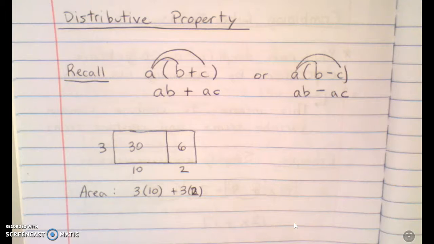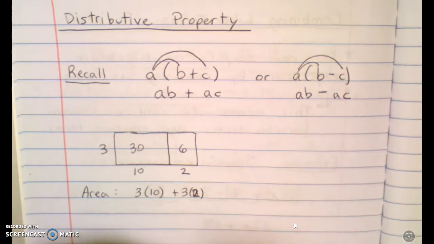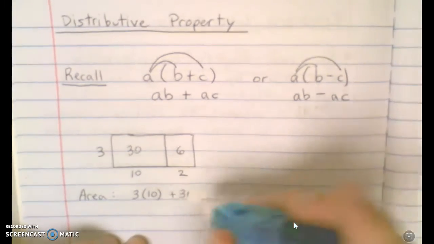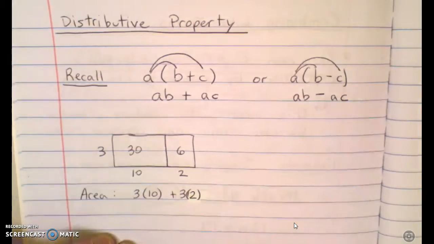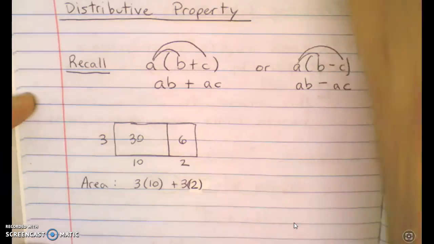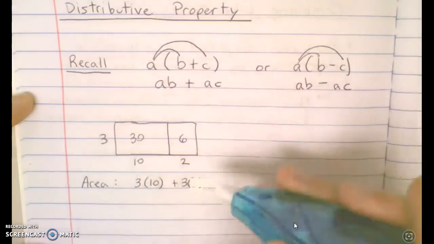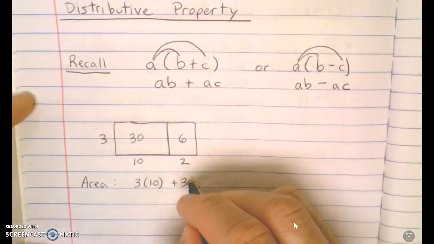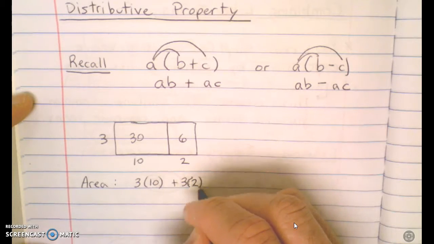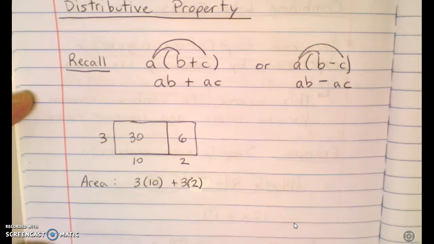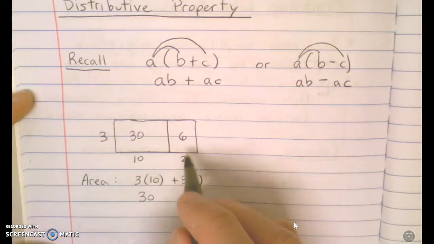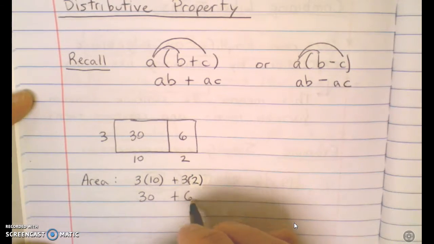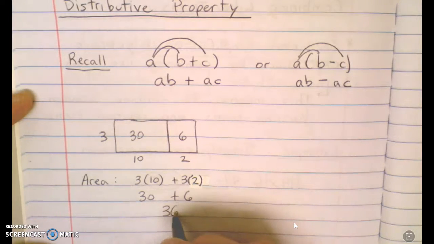Let me white that out so that's a little clearer. So 3 times 10 was 30. 3 times 2 was 6. So the area of that rectangle was 36.